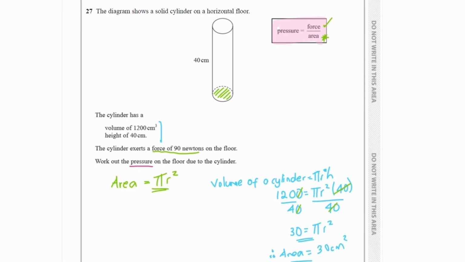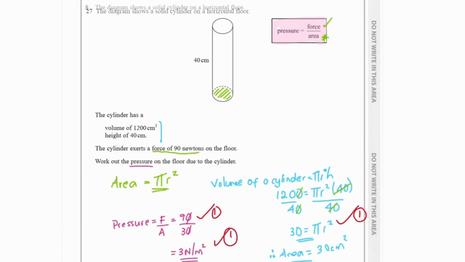We now know what the area is, and we can use this to now find the pressure that we're looking for. Pressure is equal to force over area. The force is 90, and the area from our previous formula is given to us as 30. We can simplify this to make it 9 over 3, and 9 over 3 is equal to 3 Newton per meter squared. So here we would get 1 mark for identifying that 30 is the area of the circle. We will get another mark for putting the values correctly into the formula, and the final mark for getting a correct answer of 3 Newton per meter squared.